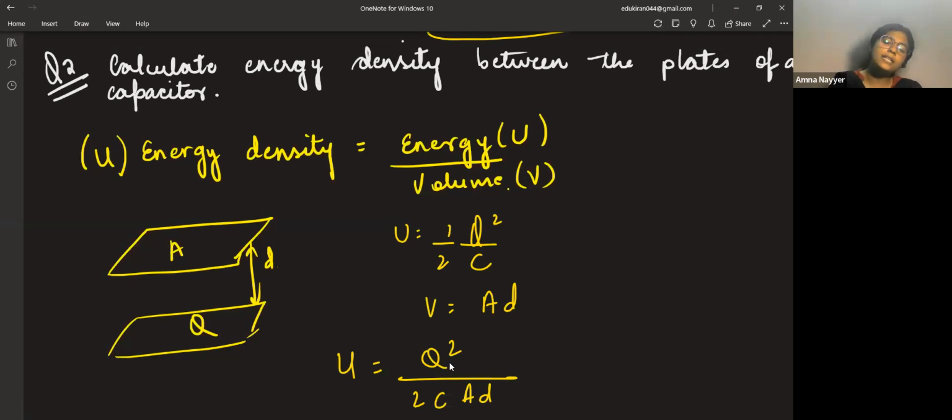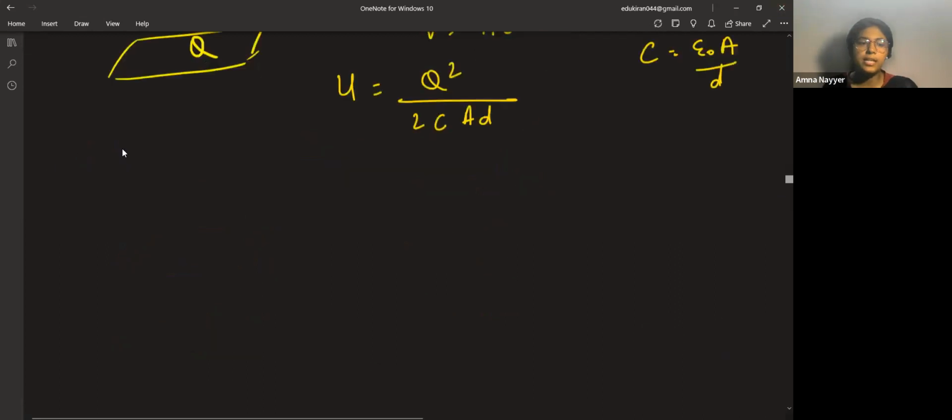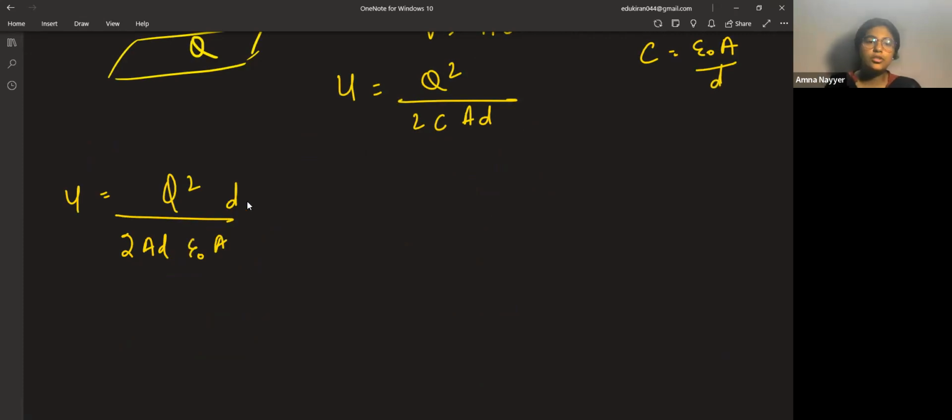Fine. Now see, capacitance, let's write it as epsilon naught A by D. If we write the value of capacitance, this will become Q square by 2 AD. Instead of capacitance, we'll write epsilon naught A by D. So D will be cancelled. We are left with Q square by 2 epsilon naught A square.